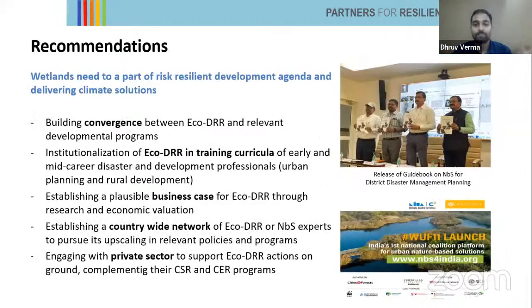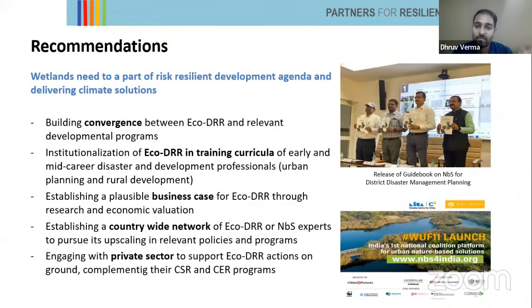Next slide, please. Now the recommendations. I think wetlands or any other ecosystem need to be a part of the development agenda, and also of delivering climate solutions. Forests figure really well, but ecosystems like wetlands, grasslands, marshes, and so on need to figure more prominently.